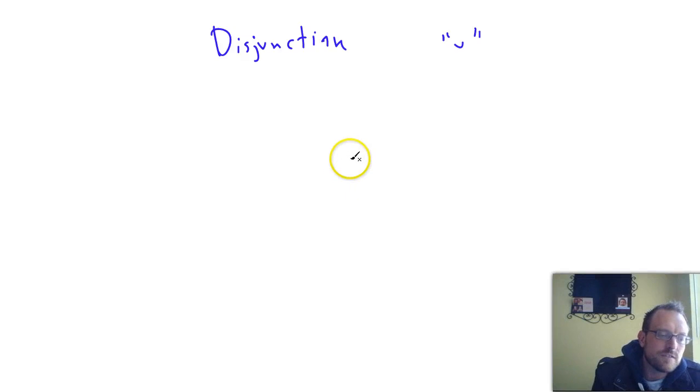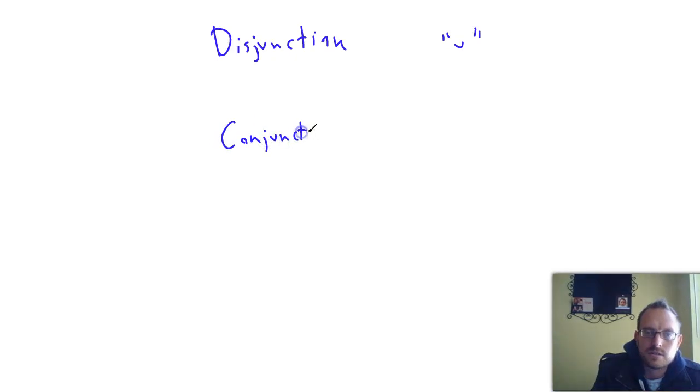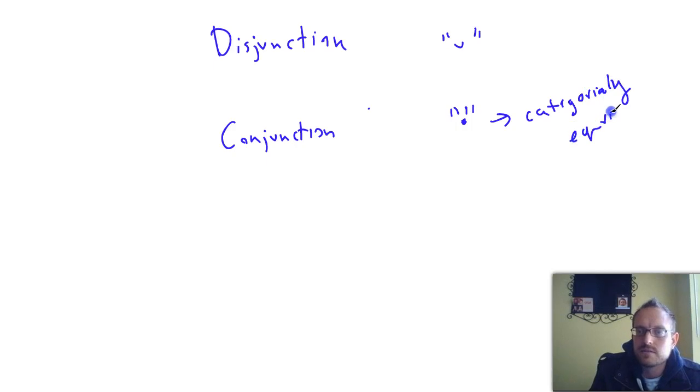When using a quantifier, a conjunction will mean that something is categorically equivalent or not, right? So let's go over here to the conjunction, which looks like this. We do our little dot. And this means something is categorically equivalent, right? So the conjunction means that it's categorically equivalent.